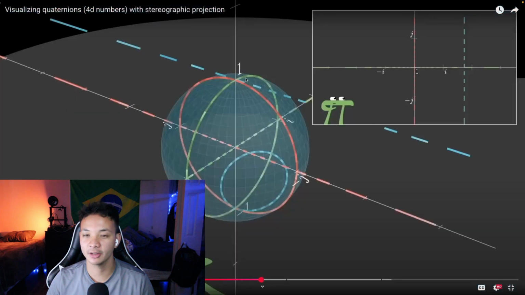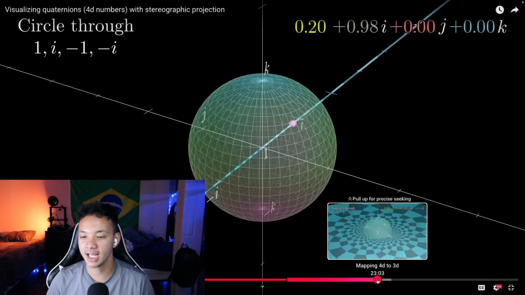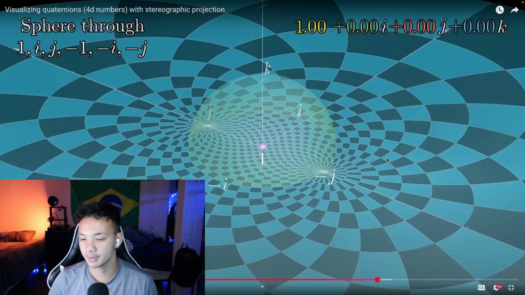Similar to how this line represents this circle, this plane represents a sphere on the hypersphere, just like he said.